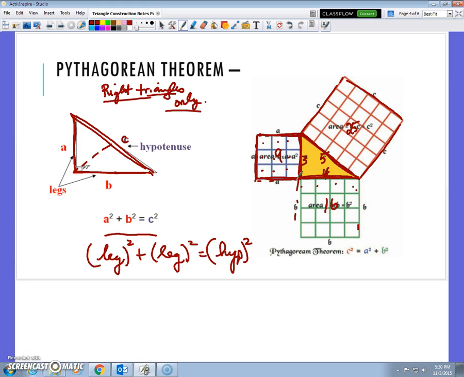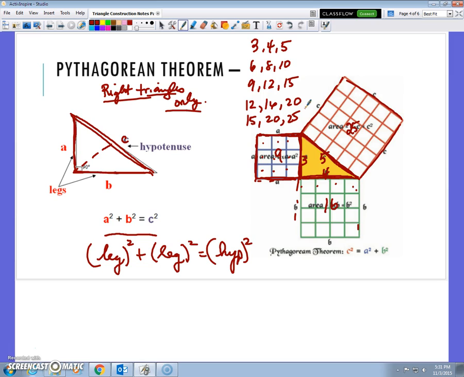I will mention a few other things that might come in handy. There is a special one, we call it a Pythagorean triple, 3, 4, 5. Leg, leg, hypotenuse. Any multiple of that is also a Pythagorean triple. So 6, 8, 10, 9, 12, 15. We could do 12, 16, 20, 15, 20, 25.